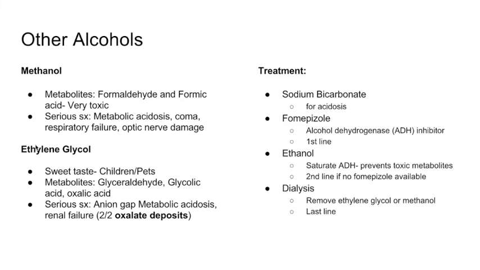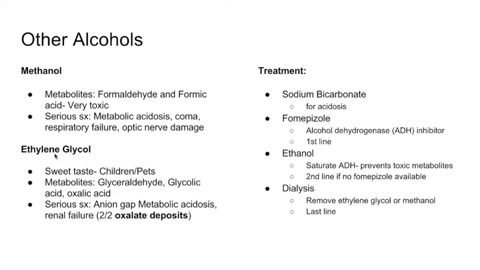Ethylene glycol is also an important one to be aware of. It has a sweet taste, so it's dangerous for children or pets. Metabolites are glyceraldehyde, glycolic acid, and oxalic acid. So really, oxalic acid is the one that is really problematic because oxalic acid, as you know, can go to the kidneys and concentrate as oxalic acid stones. So you get renal failure because of oxalate deposits. You also get anion gap metabolic acidosis with ethylene glycol. So very, very important to know this.